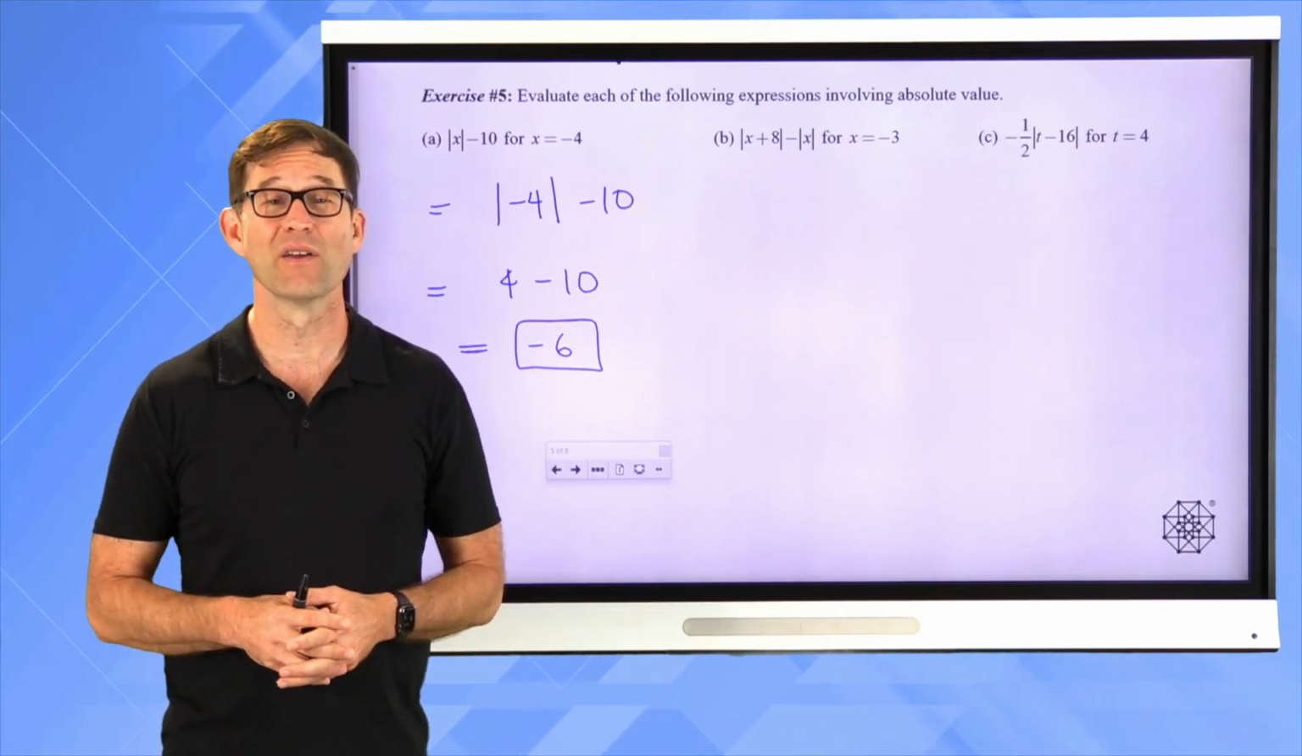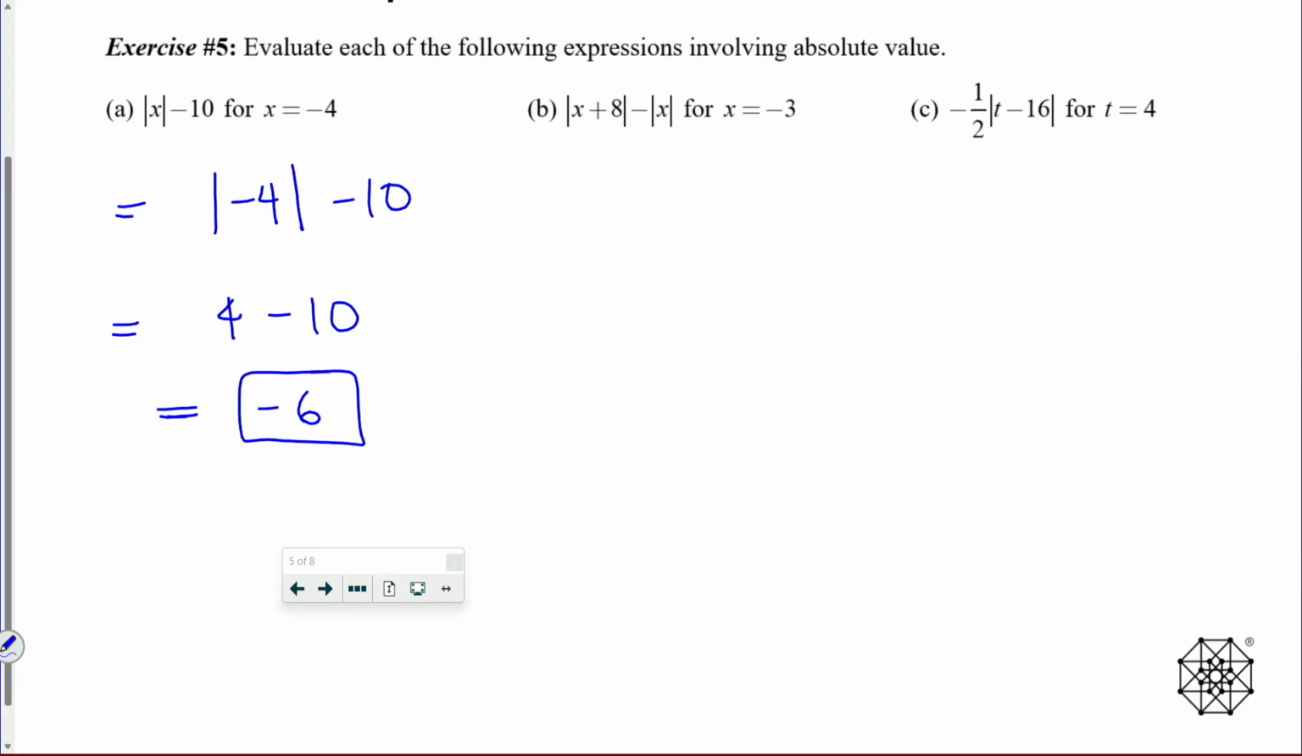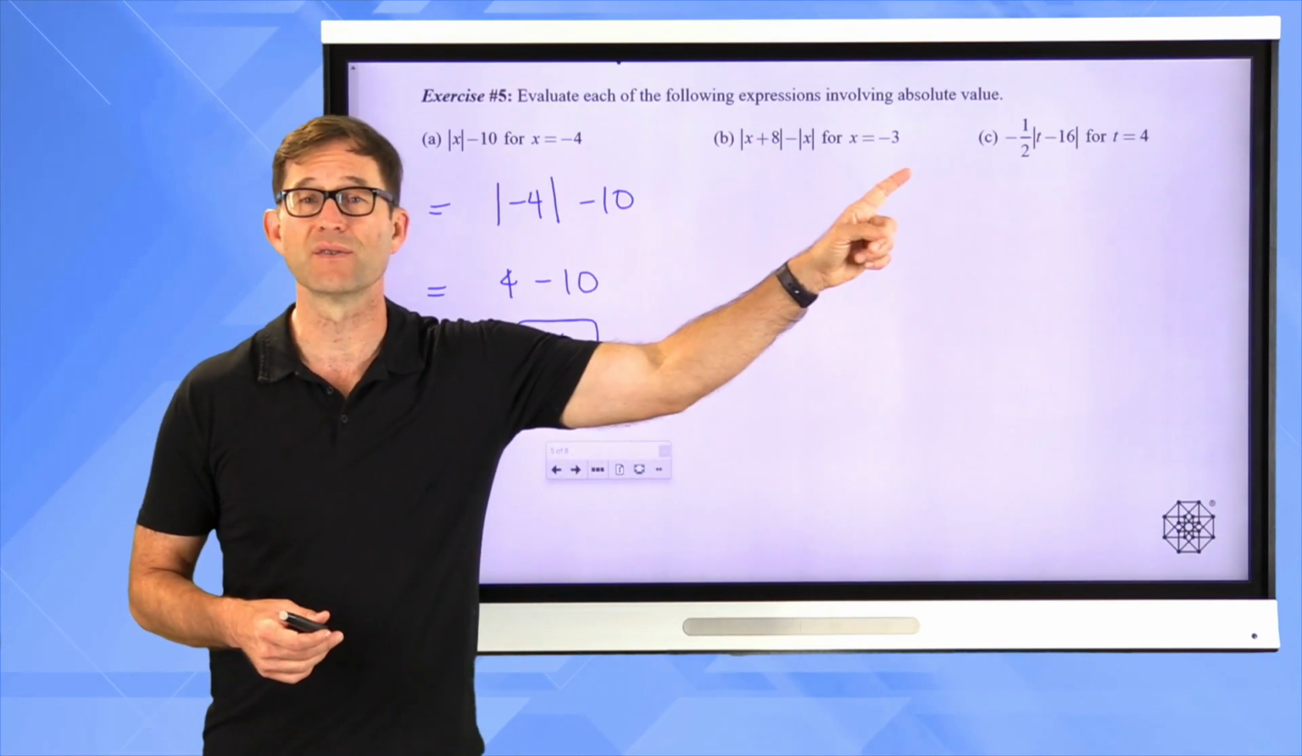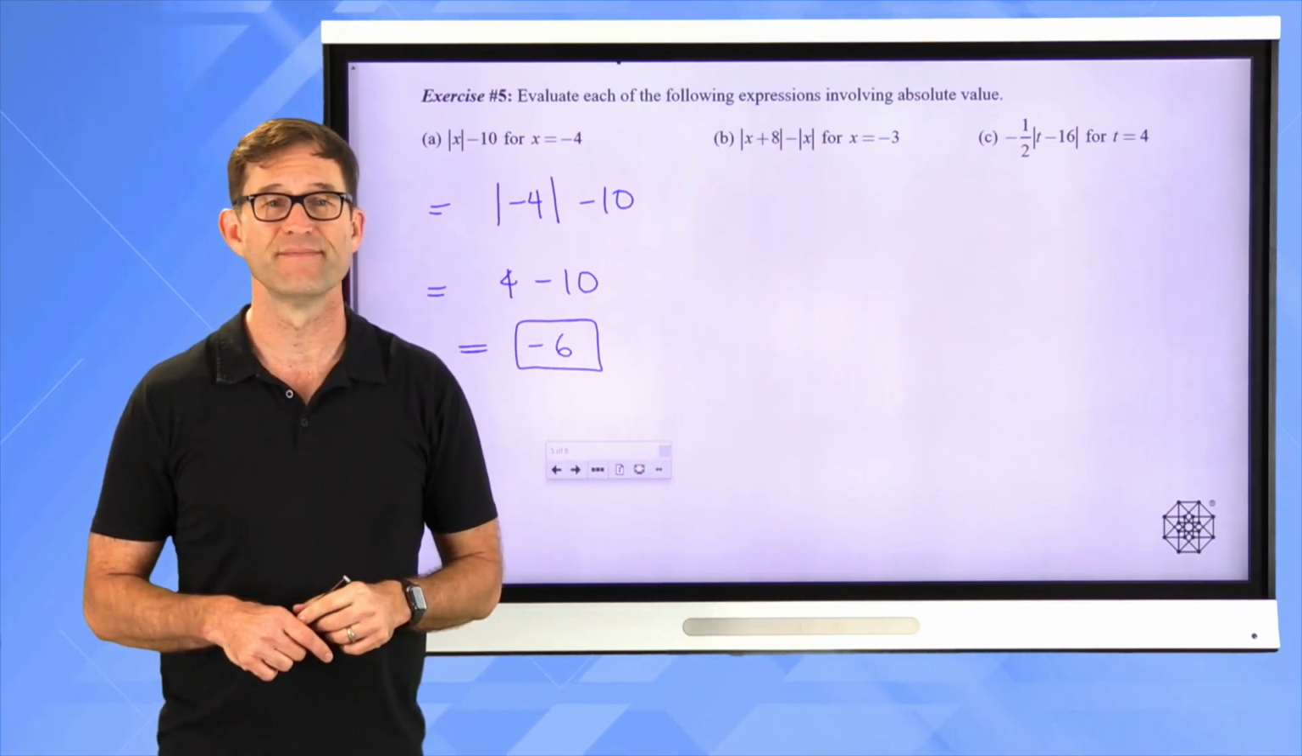Anyhow, let's take a look at letter B. The absolute value of the expression x plus 8 minus the absolute value of x for x equals negative 3. Well, why don't you go ahead and see if you can figure out what the value of this expression is when x is equal to negative 3.